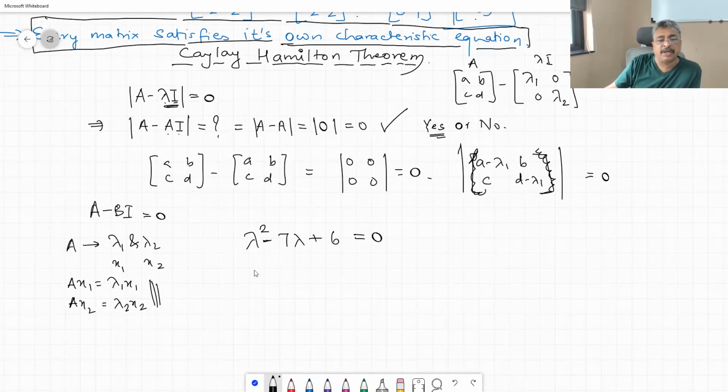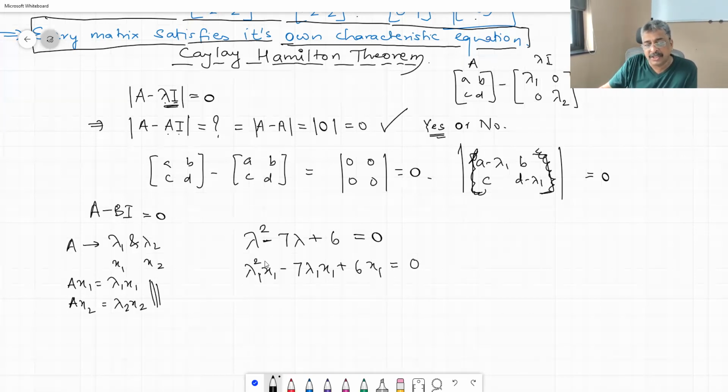So if we multiply this polynomial by vector x1, we get lambda 1 square x1 minus 7 lambda 1 x1 plus 6 x1. Is this equal to 0? Now this is a vector equation; x1 is a vector. If lambda square minus 7 lambda plus 6 is equal to 0 is given to us, we can take the eigenvector of A and multiply it throughout LHS and RHS. Of course we can do that.